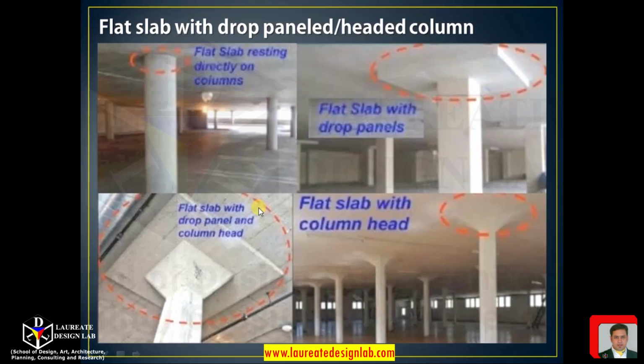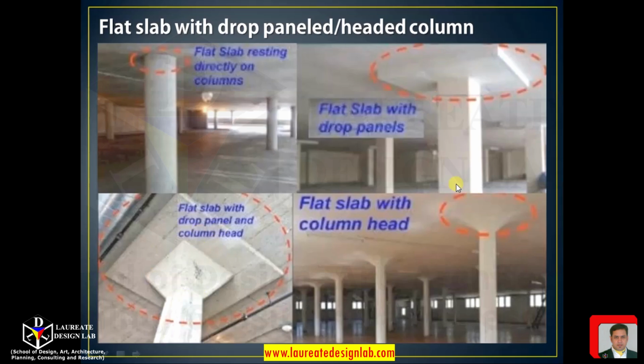And this is the combination one. This flat slab is getting support from a drop panel and column head. So this combination is better than this or this. So you can see this is the weakest one, and then after this is stronger than this, and this is stronger than this, and this one is the strongest one.